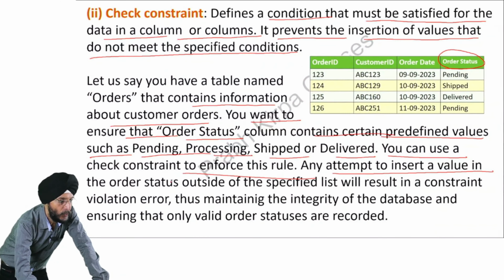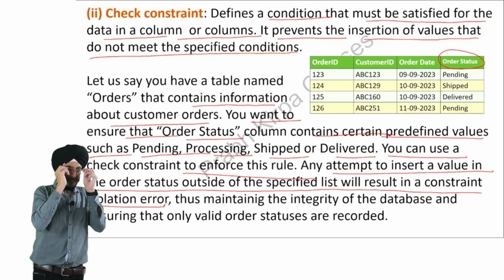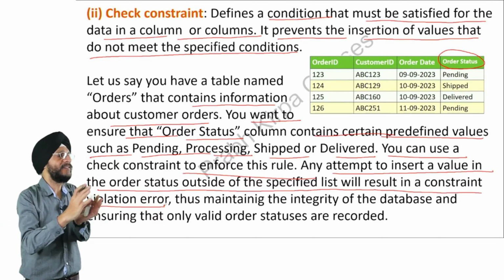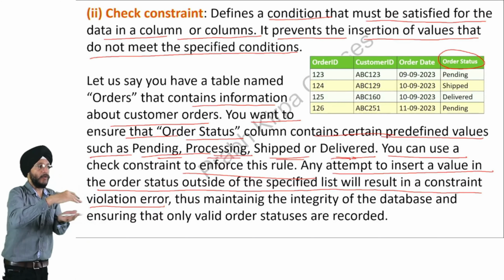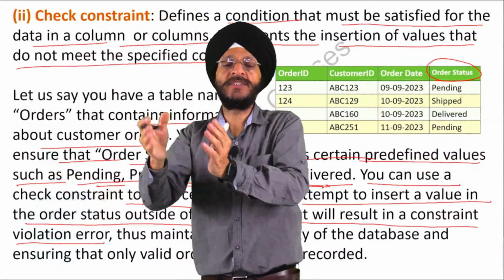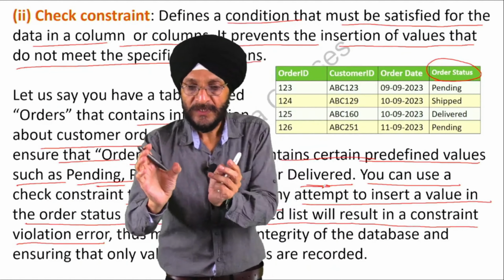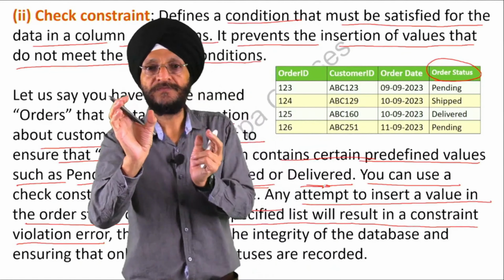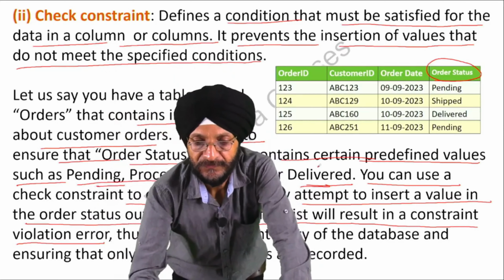Any attempt to insert a value in the order status outside of the specified list will result in a constraint violation error. That is, if you try to insert any data outside these four, pending, processing, shipped or delivered, though you may change what type of values you want to insert at the level of database designing. Here we are taking the example that we have only four options which we have designed in the system.